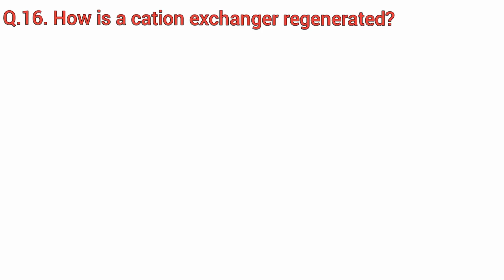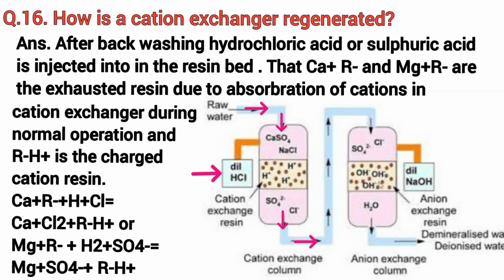How is a cation exchanger regenerated? After backwashing, hydrochloric acid or sulfuric acid is injected into the resin bed. Ca⁺⁺R⁻ and Mg⁺⁺R⁻ are the exhausted resin due to absorption of cations in the cation exchanger during normal operation, and RH is the charged cation resin.